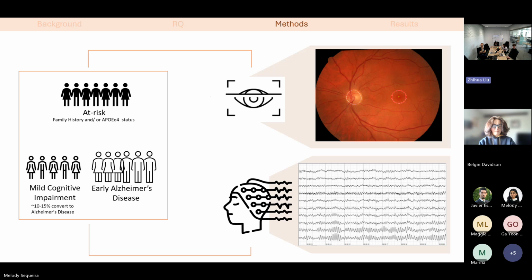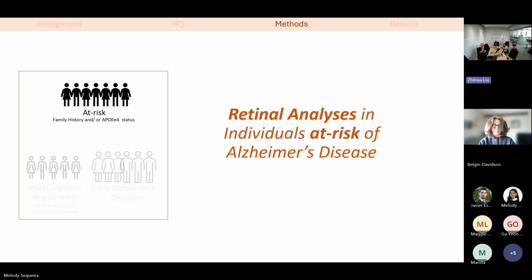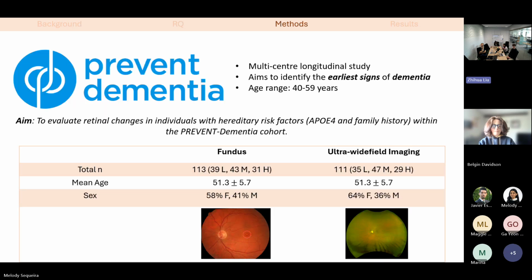So in today's talk, I'll be talking about the retina and EEG independent of each other, and I've run these analyses on different cohorts. The first one is retinal analysis in individuals at risk of Alzheimer's disease. And this was done in the Prevent Dementia cohort, which is a really good study. It's multicentric all around the UK, and it aims to identify early signs of dementia in midlife. The age range of these individuals is 40 to 59 years.